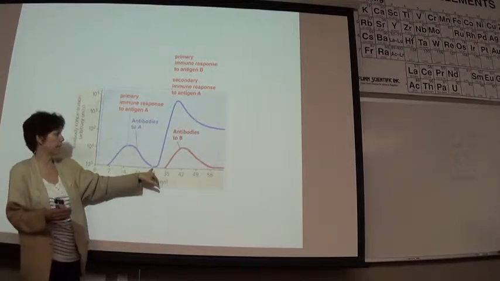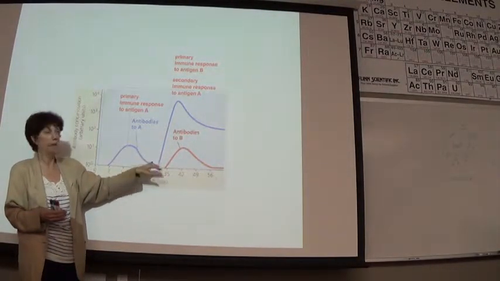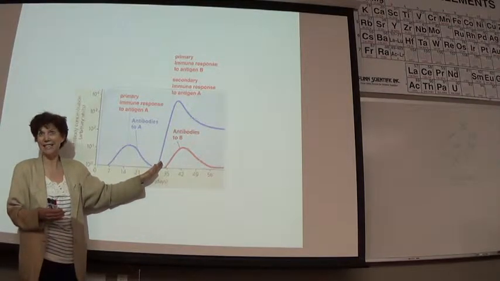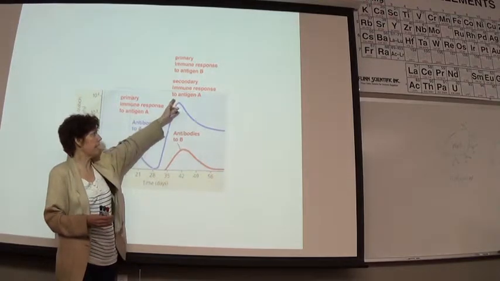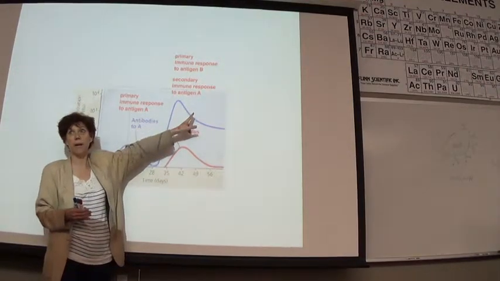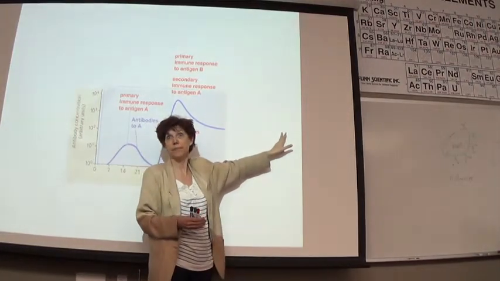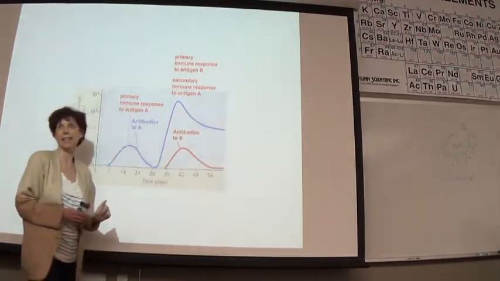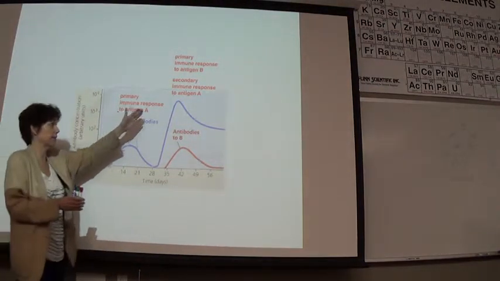Now the second time around, it's hours to a day or so. Those memory cells are present, they multiply, we have a very rapid response, a higher level of antibodies in the blood, and they last for a much longer time. This will keep you from getting sick from that particular antigen. Okay? So that's the primary versus secondary response.